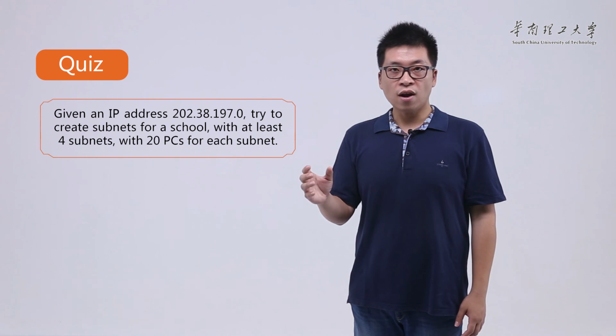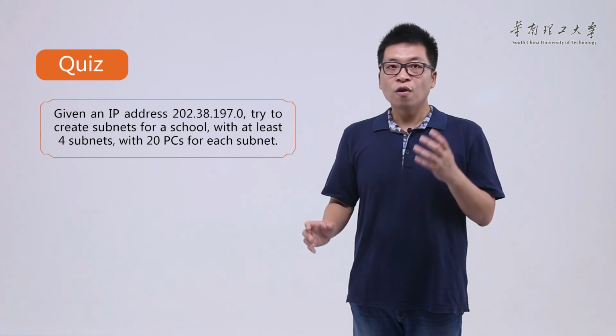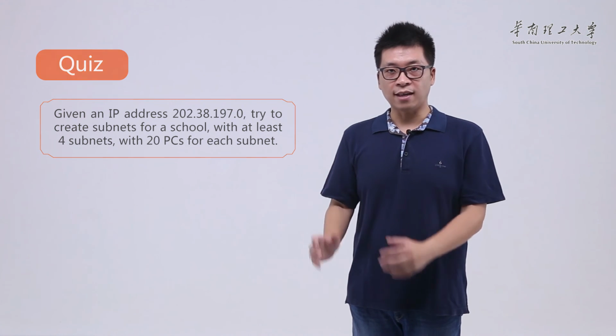The question for this section is, given an IP address 202.38.197.0, try to create subnet for a school with at least 4 subnets with 20 hosts for each subnet. That's it for this section. Thank you.